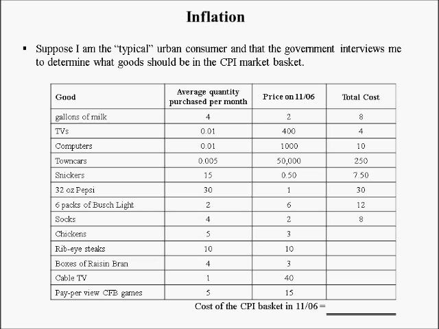Chickens, I'd buy a whole chicken. I'd buy 5 whole chickens a month, cut them up into meals, and the price of a chicken maybe was $3 at the time. So I'd spend $15 on chickens.